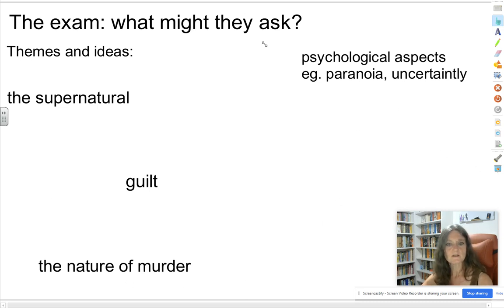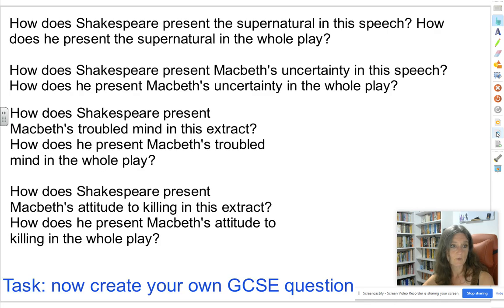So what I've done is I've had a go at turning some of these ideas into some AQA-worded exam questions. And so if you have a look just here, how does Shakespeare present the supernatural in this speech? How does he present the supernatural in the whole play? So remember, the questions always have that two-part structure, don't they?